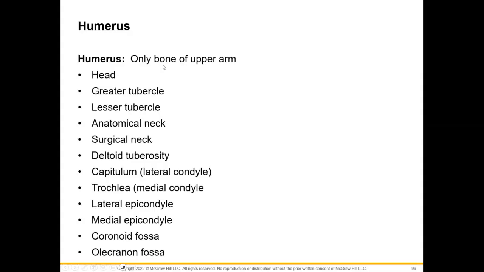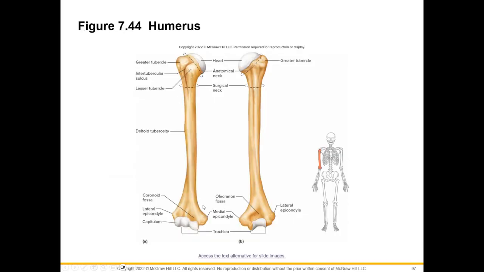Okay, the humerus, that's the only bone of the upper arm. The head, the greater tubercle, the lesser tubercle, anatomical neck, surgical neck, deltoid tuberosity, the capitulum, the trochlea, the lateral epicondyle, the medial epicondyle, the coronoid fossa, and the olecranon fossa are different parts of the humerus. And you see those parts here looking at the humerus. Again, this is the upper arm.